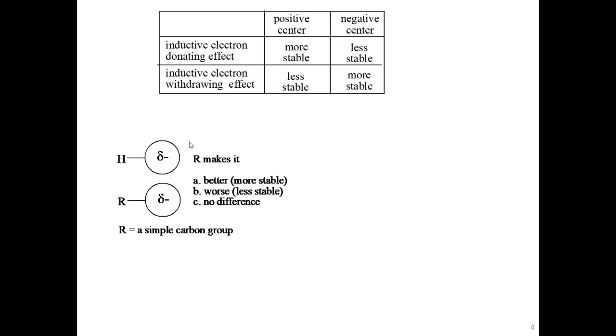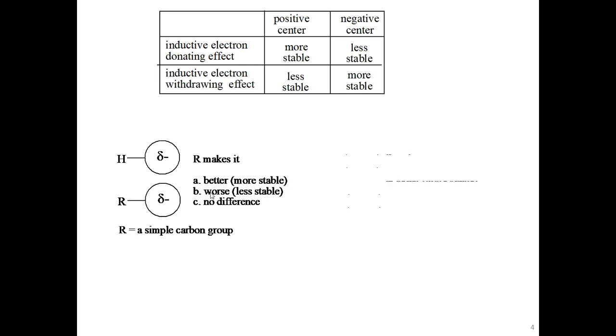So let's take a look at a problem here. In this first case, we have an H, and we have a partial negative center, like this here. And then we're going to substitute that H with an R group, say like the methyl or an ethyl or something like that. So now what is that going to do to this partial negative here? Will it make it better, more stable, or make it worse, less stable, or basically no change at all? Okay, what do you think about that? Now the R group's inductively donating. We're adding more electron density to something that's already too negative, so that should make it worse.